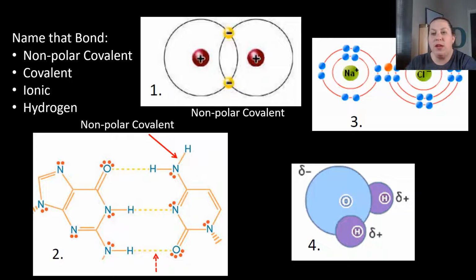Now for number 3 over here, we see that an electron was transferred. Since the electron was transferred, and now I have a Na positive and a Cl negative, this is an ionic bond. And then number 4, they are sharing. You can't see the electrons, but they are sharing. But one side, the oxygen side, is slightly negative, and the hydrogen sides are slightly positive. In this case, you are looking at a polar covalent bond.